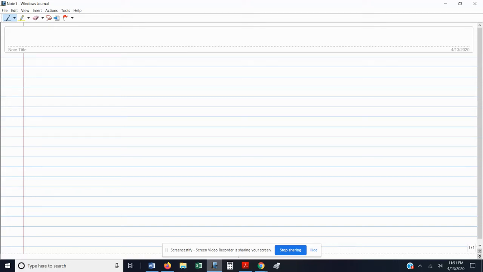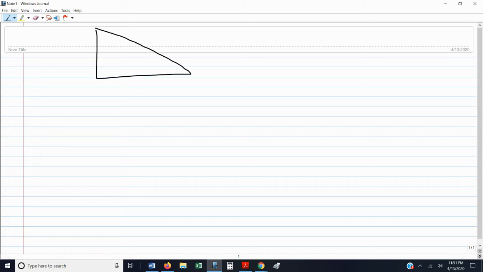Hey everyone, it is Miss Ryan here, and I thought that we would start to work towards the unit circle. And in order to do that, it's helpful to really understand the special right triangles. So this is to help you remember a 45, 45, 90 triangle. The side lengths are x, x, and x root 2.